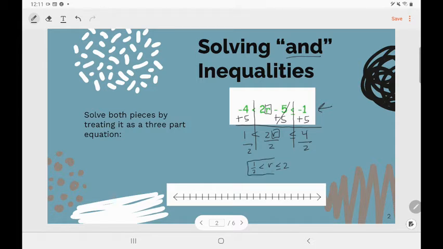Remember, what this means is that r needs to be greater than 1/2 and r needs to be less than or equal to 2, and it has to meet both requirements. If I look at that on my number line, here's 1/2 and here's 2, and I'm filling in the dot on 2 because it's or equal to. All the numbers between 1/2 and 2 fit those requirements. If I put 1 right here, 1 is less than 2, and it is greater than 1/2.